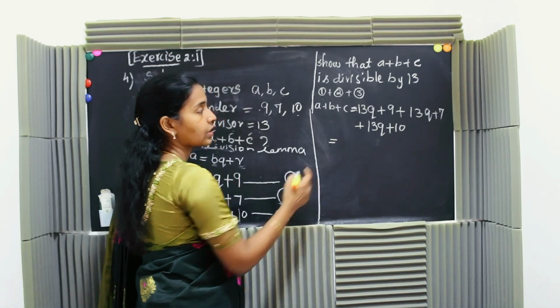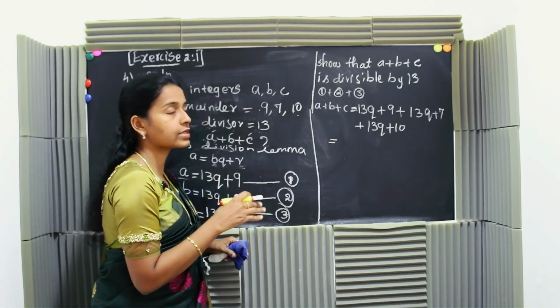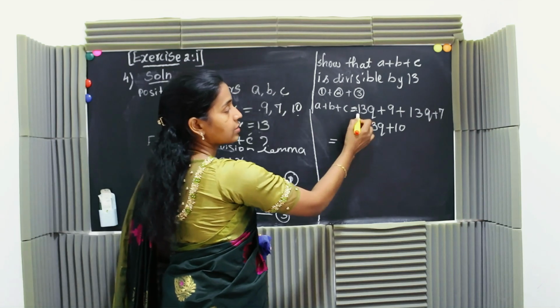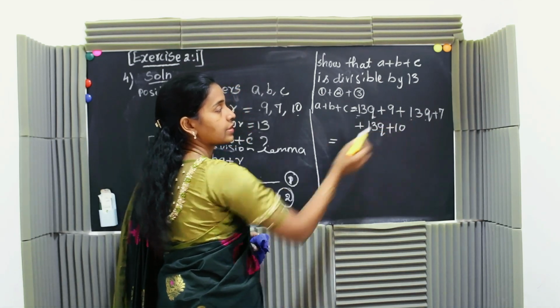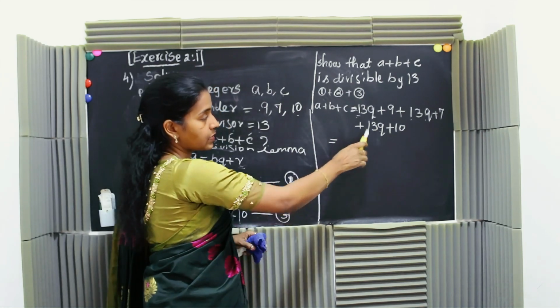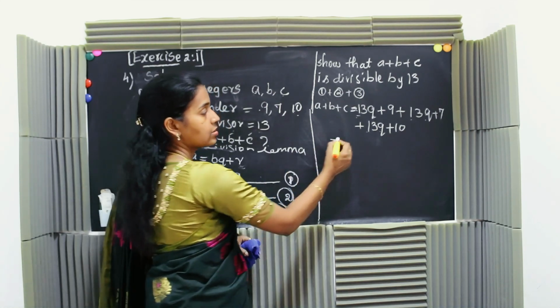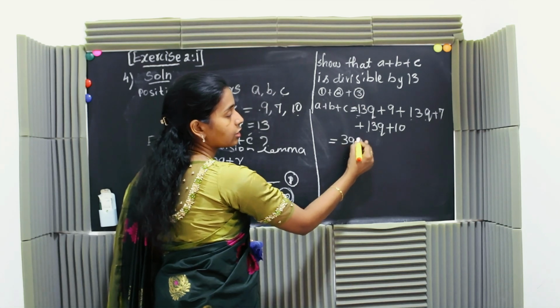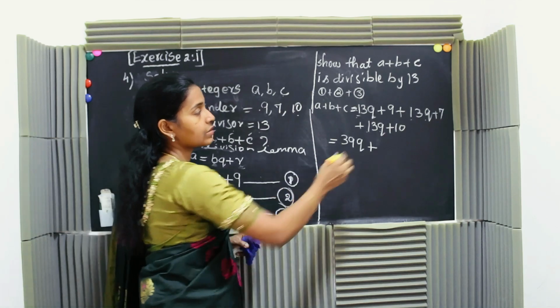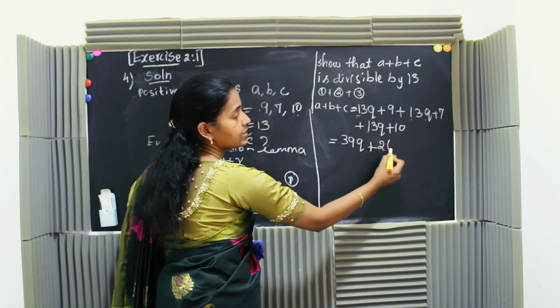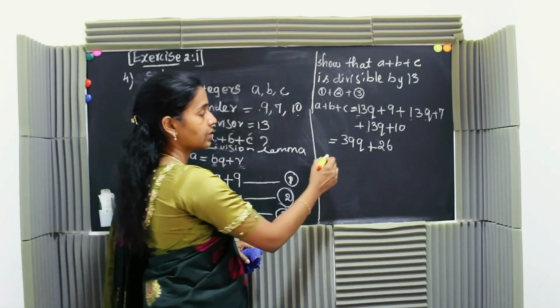So, I can add all the Q terms. This 13Q and this 13Q and this 13Q. 13 plus 13, 26. 26 plus 13, 39. So, I can write 39Q plus 9 plus 7, 16. 16 plus 10, 26. Right?